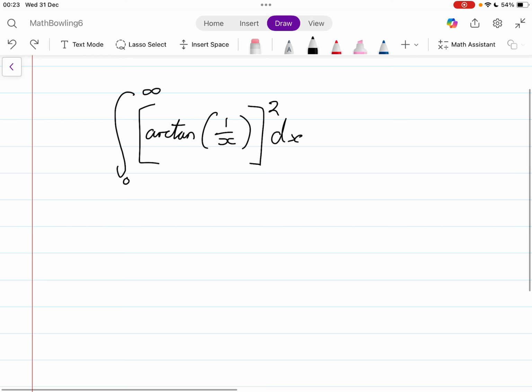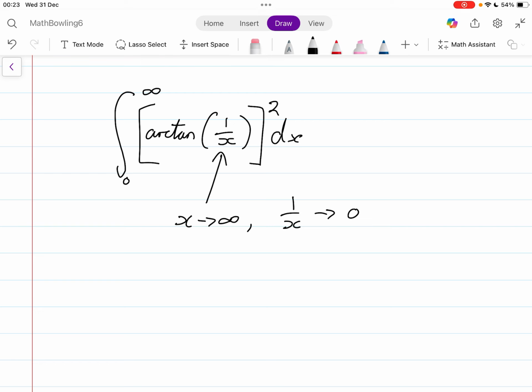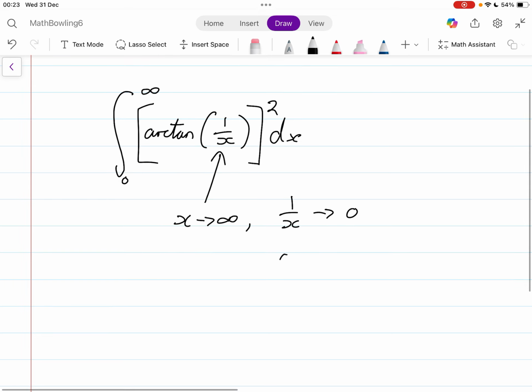By looking at it, we can see that it probably will, and the reason we know that is inside here, as x approaches infinity, 1 over x is going to approach 0, and so arctan of 1 over x is approximately equal to 1 over x at that point. Because obviously when x is small, we have our small angle approximations. So it looks like it's going to converge.